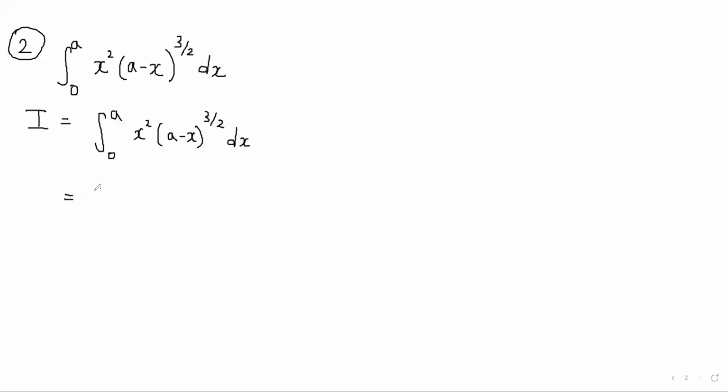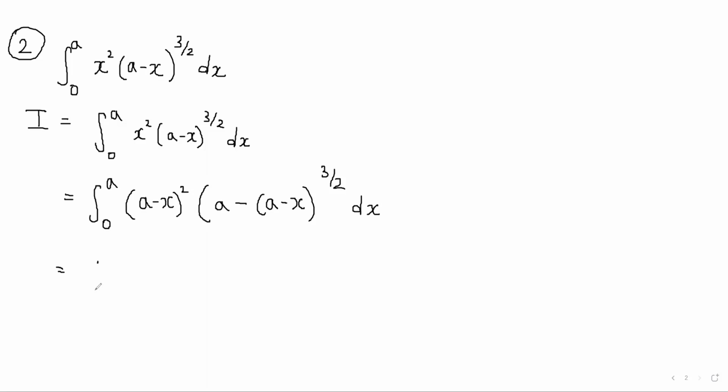So the next step will be the integral from 0 to a. In the place of x we are writing a minus x. So it is (a minus x) the whole square, and a as it is, minus, in the place of x we are writing (a minus x) to the power 3 upon 2 dx. Let us solve this further. Now (a minus x) the whole square we expand using the formula (a minus b) the whole square. So we get a square minus 2ax plus x square. And here when we open the bracket, we get a minus a plus x to the power 3 upon 2 dx.